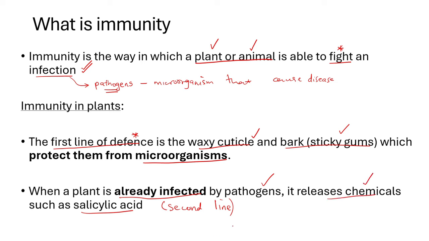So if they ask you to explain or to describe the immunity in plants, you say that plants have got a first line of defense that prevents pathogens from entering, such as the waxy cuticle and the sticky gums. Then you say a plant also has got a second line of defense. A second line of defense is the one that works only when the pathogens have entered. Remember, the pathogens are the microorganisms that are causing the disease. So the second line of defense is only active when the pathogens have already entered that particular plant. So this is how it goes.